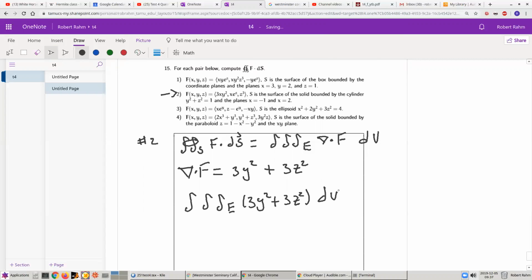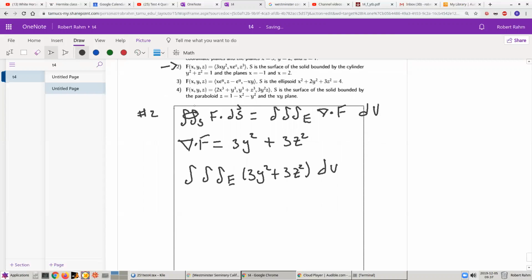Now this is over a cylinder, so we should switch to polar coordinates. The innermost integral will be the x integral, and x goes from -1 to 2. For the outer integrals, the projection of this region onto the yz plane is a circle of radius 1. So this is the integral from r equals 0 to 1, theta equals 0 to 2 pi, of 3y squared plus 3z squared.